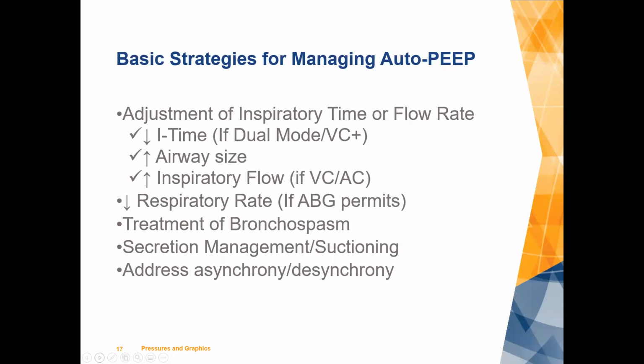Basic strategies, I alluded to a few of these, but adjusting things like an inspiratory time or flow rate. So I time, if it's dual mode, I'm using the example of VC+, but it could be pressure regulated volume control. Increasing the airway size. I don't know that you're really going to use a tube exchanger or reintubate the patient for something like this, but it may be, again, the wiper cath, keeping the inside lumen as clean as possible. Inspiratory flow, so increasing your inspiratory flow in order to deliver that breath more quickly, as long as it doesn't affect your other parameters, notably your peak airway pressures, your plateau pressures, things along those lines.